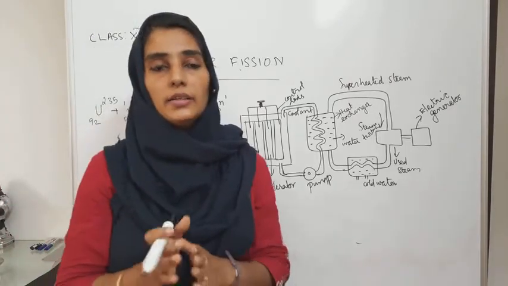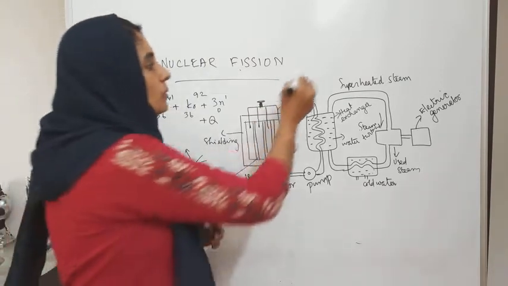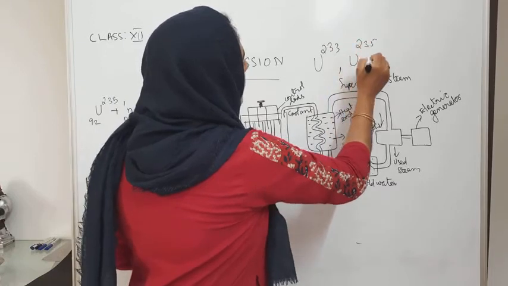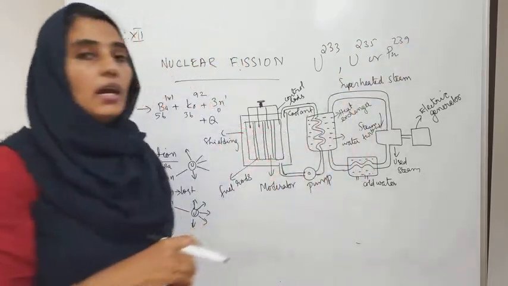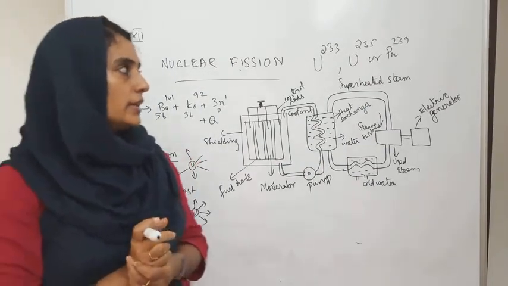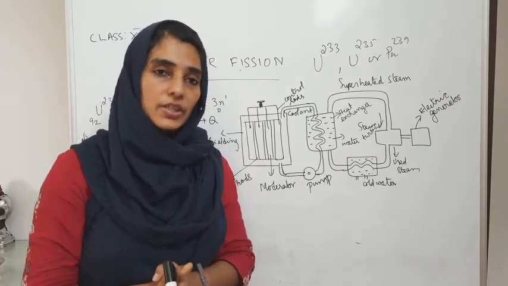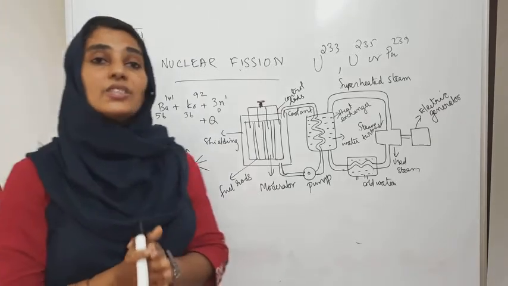Usually in a nuclear reactor, the fuel used is uranium 233, uranium 235, or plutonium 239. These are the three types of fuels used in a nuclear reactor. First, let us see what the basic nuclear reaction inside a nuclear reactor is. It is a chain reaction.